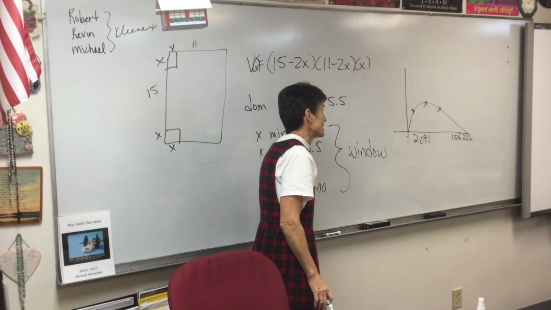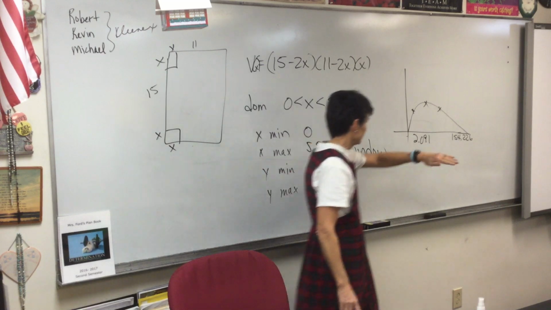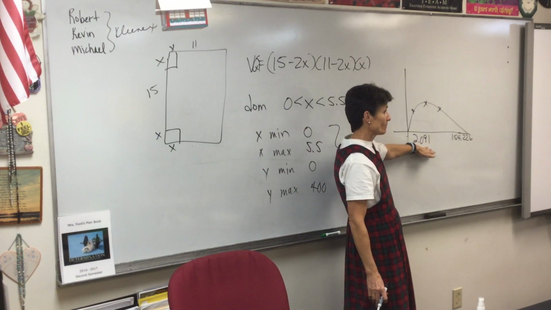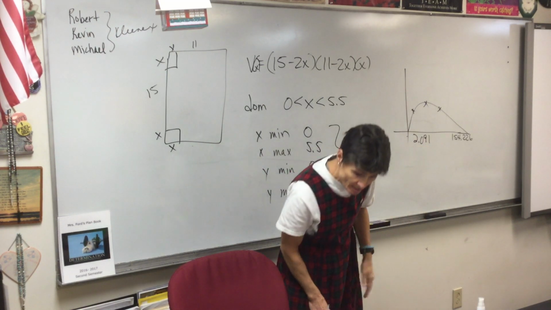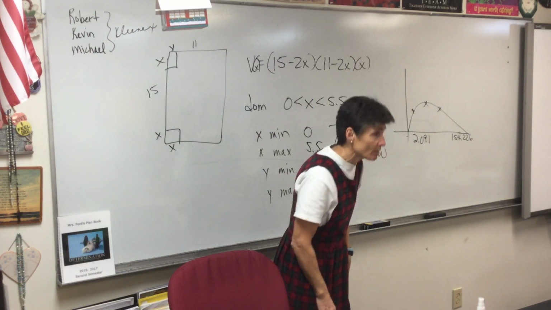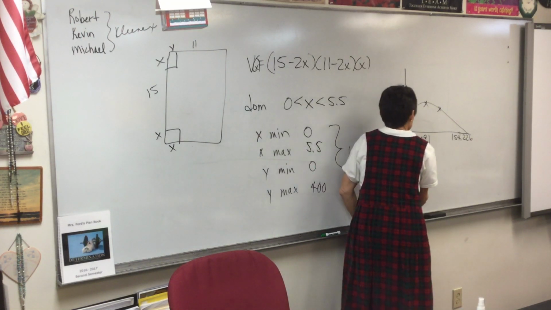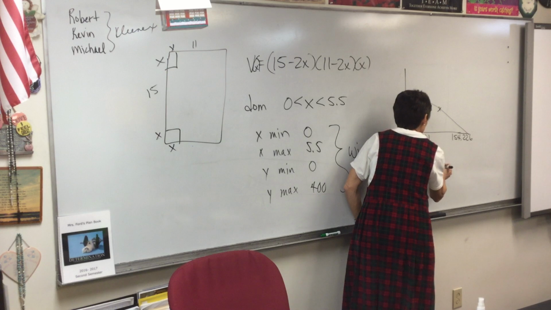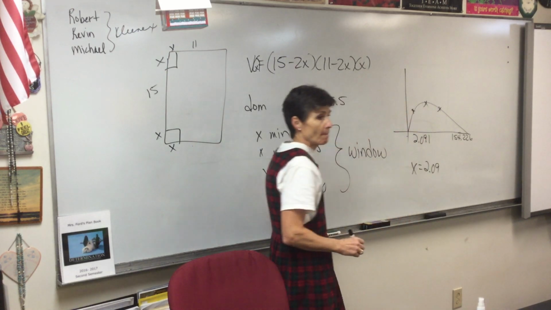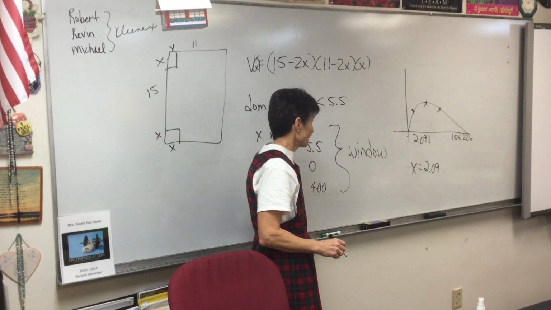Which one is the x value? Right here, right? So directions say to the nearest hundredth. So the answer would be 2.09. Is that when you go to the middle and press enter? That's what it gives you.